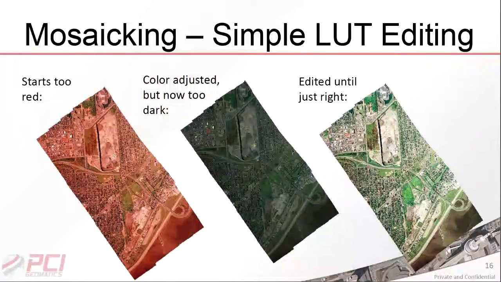Right, we've also added a simpler, improved lookup table editing interface. So this provides a more intuitive way to adjust the appearance of your image in Mosaic. In this case, we're looking at an entire mosaic, or perhaps an image that you've imported into Geomatica 2015 for editing. It makes it very easy to adjust the color, the brightness, and other image features to get that specific output that you're looking for, making a great looking product.